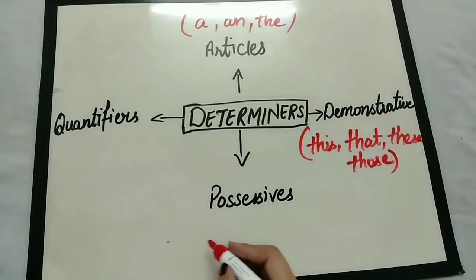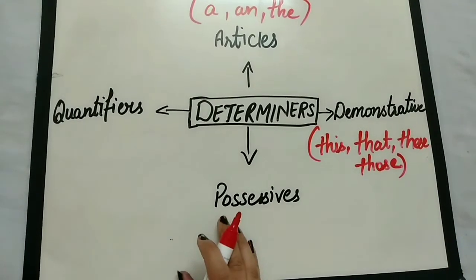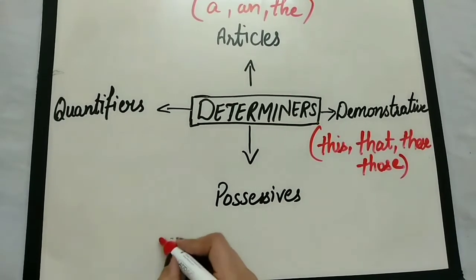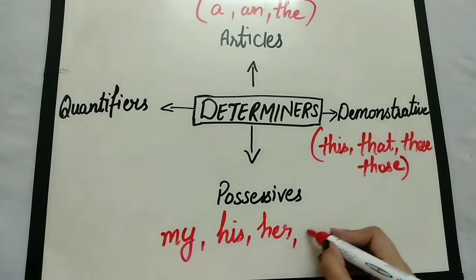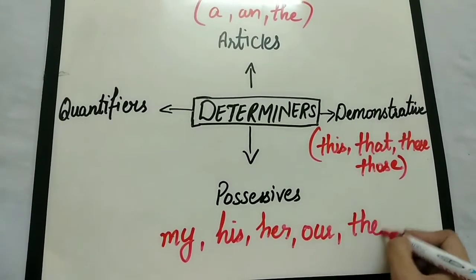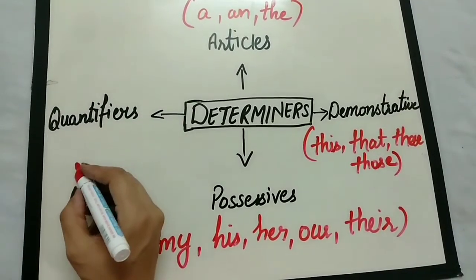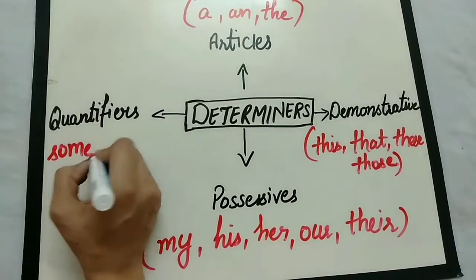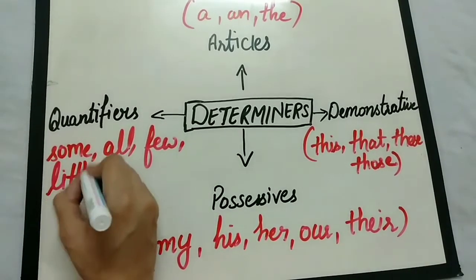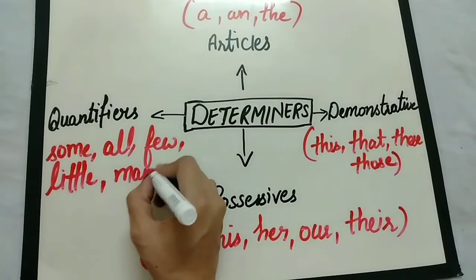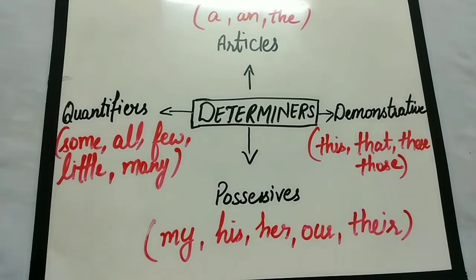Next we have possessives, those show the possession, like my, his, her, our, their, etc. And the fourth type is quantifier, that tells us about the quantity, like some, all, few, little, many, etc. So now we will read about all these 4 types in detail.